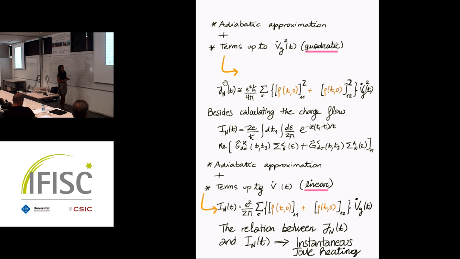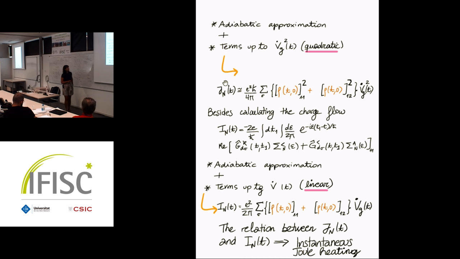Okay, we have this result. And now we calculate separately the electrical current in the normal lead. We again have a very complicated expression in terms of Green functions, again in the adiabatic approximation, and we keep terms at linear order in the time derivative. Then we obtain this expression. And now we compare the dissipated heat with the electrical current.